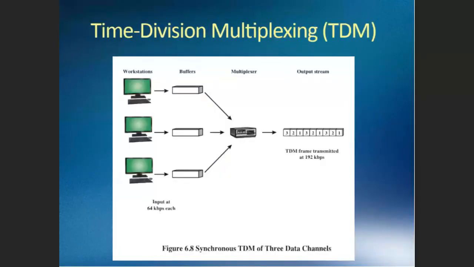This is another explanation. This is how time division multiplexing is done. We have inputs, we have buffers, and then each input, like this is number 3, number 2, number 1, then again we will repeat. Number 3 will have full bandwidth, number 2 full bandwidth. When number 3 is sending, number 2 is not sending.